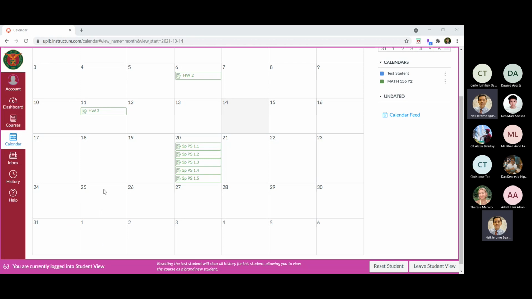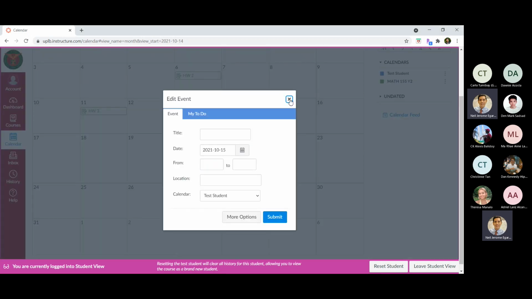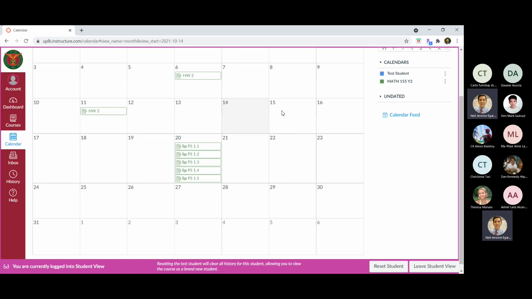Bigay ko siguro, pwede ko na siyang ibigay sa Monday, tapos ang deadline niya ay sa 25. So here's how our schedule will look like. On the 15th, lalabas yung problem set 1. Ang deadline ay sa October 20.